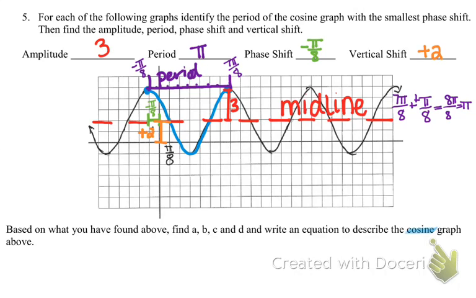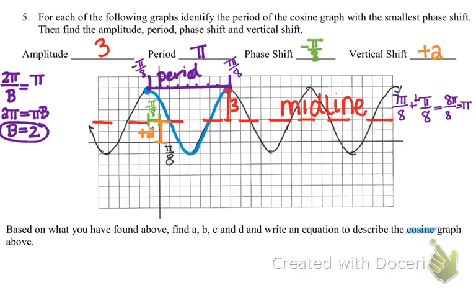So now that we have all of these characteristics, we can start solving for b and c. So I'll use b first. I'll take 2 pi over b, which is my formula for period, and set it equal to the period that we found, which is pi. I'll multiply both sides by b, divide by pi, and b is equal to 2.